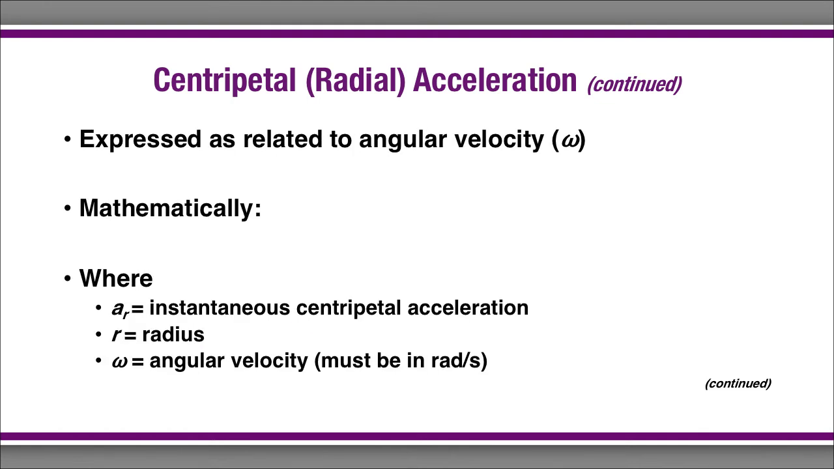Radial acceleration related to angular velocity is mathematically expressed as a sub r equals the radius times omega, or angular velocity. So from this mathematical expression, we know that radial acceleration is directly related to angular velocity and the radius by which something is rotating. So we know that radial acceleration will increase if r increases, or if omega, or angular velocity, increases.